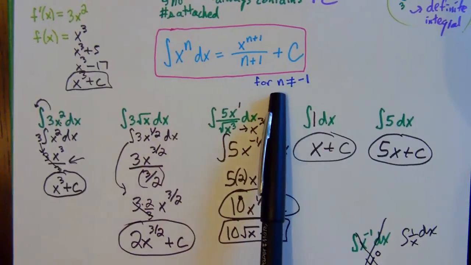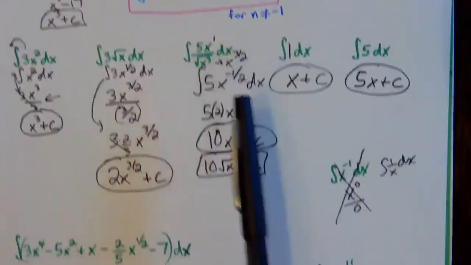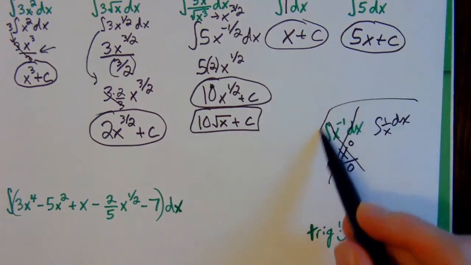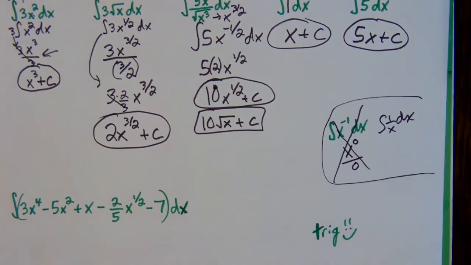I can use the power rule as long as that n is not equal to -1. But when it is, we're going to learn this one in the future. There's a real easy way of how to handle that. So let's just not worry about that right now.